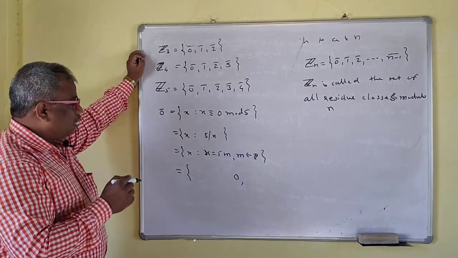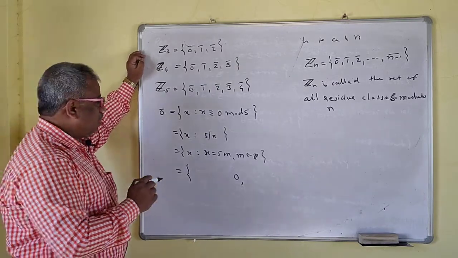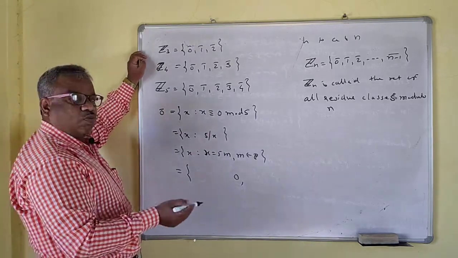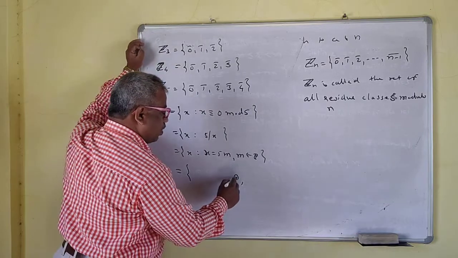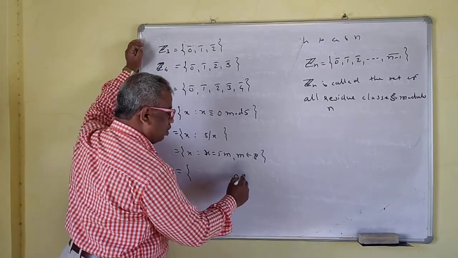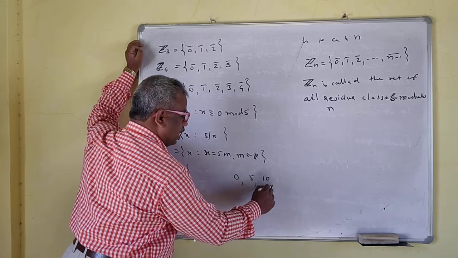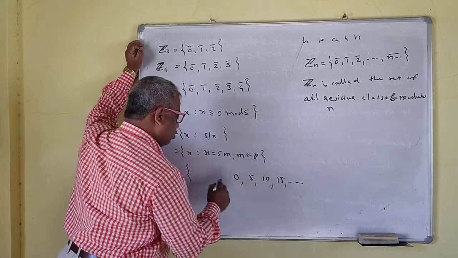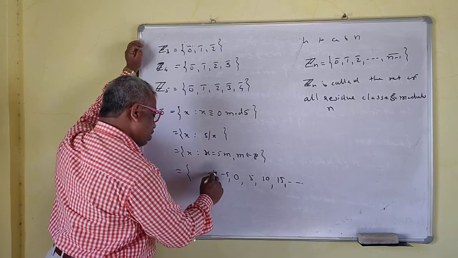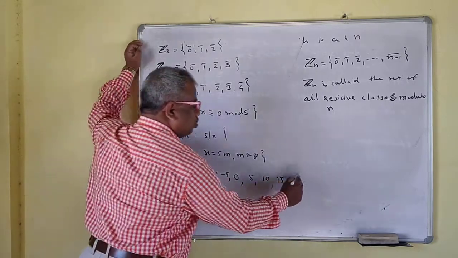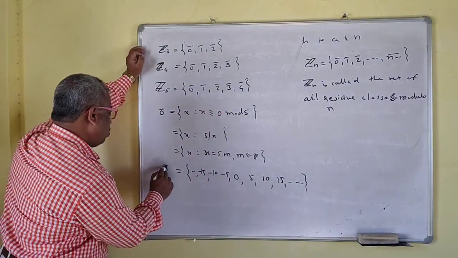0 is there because of reflexivity, meaning the element is in its own class. In 0 bar, 5 is there, and so on. So the multiples of 5: 5, 10, 15, dot dot dot, minus 5, minus 10, minus 15, dot dot dot. So this is your 0 bar.